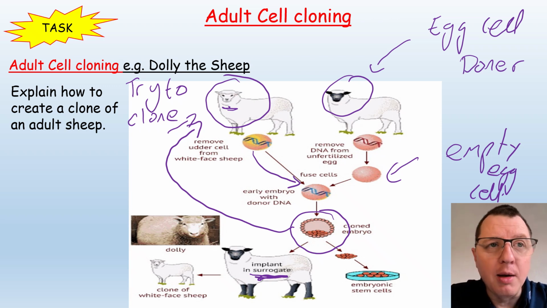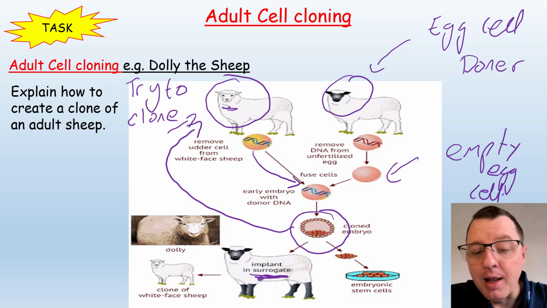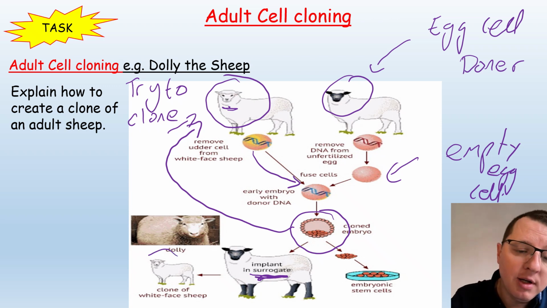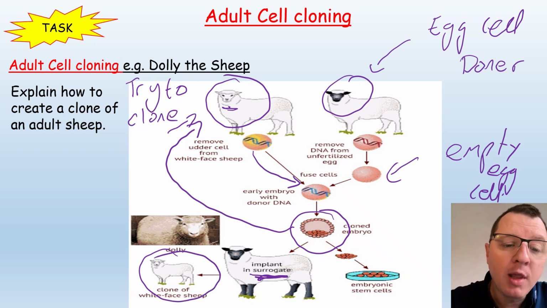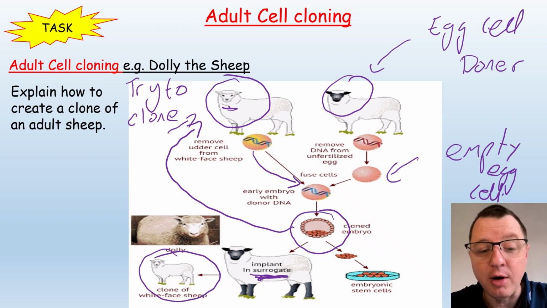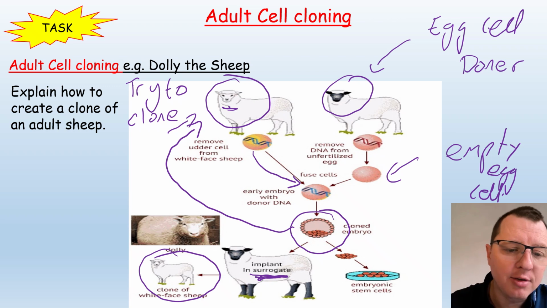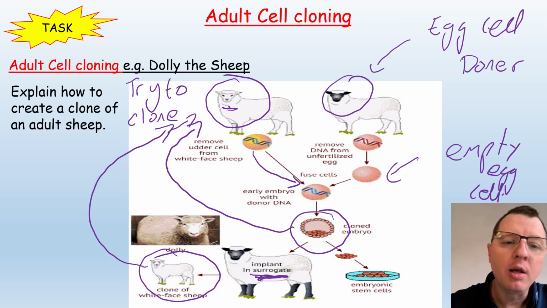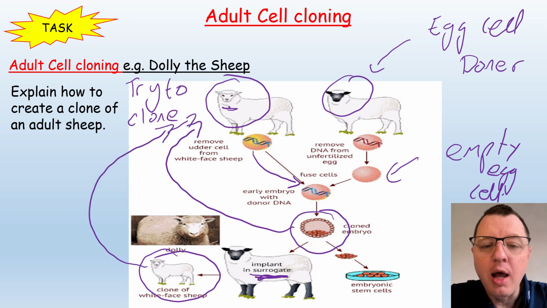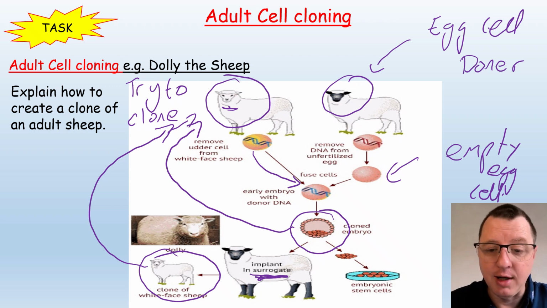The embryo will grow into a fetus and eventually into a lamb which the surrogate mother will give birth to. Now that eventual baby, the lamb, will have every single cell being genetically identical to the original sheep with the white face where we took the nucleus from. Now that's quite a complicated idea to grasp, so I'm going to go through it again on the next slide.